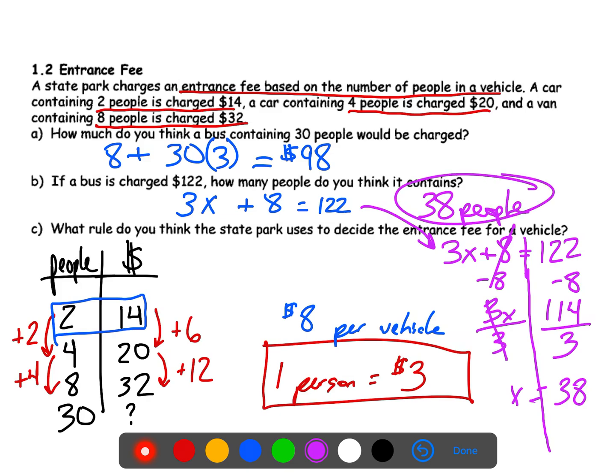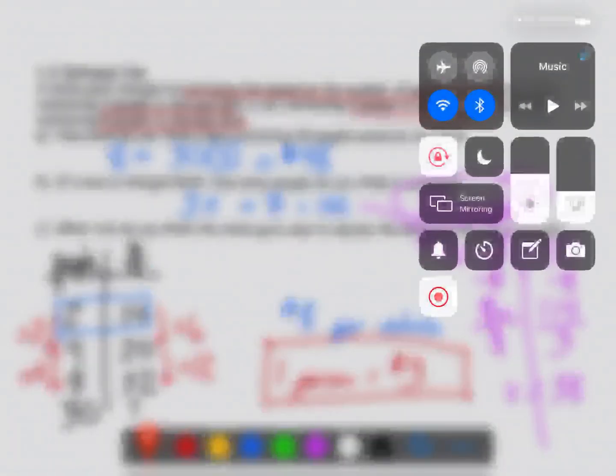All right. Now, lastly, it says, what do you think the rule for the state park uses to decide the entrance fee? We just talked about that. It's right down here. It's $8 per vehicle and then $3 per person. And that seemed to hold true through all of the examples that we looked at. So let's continue on.